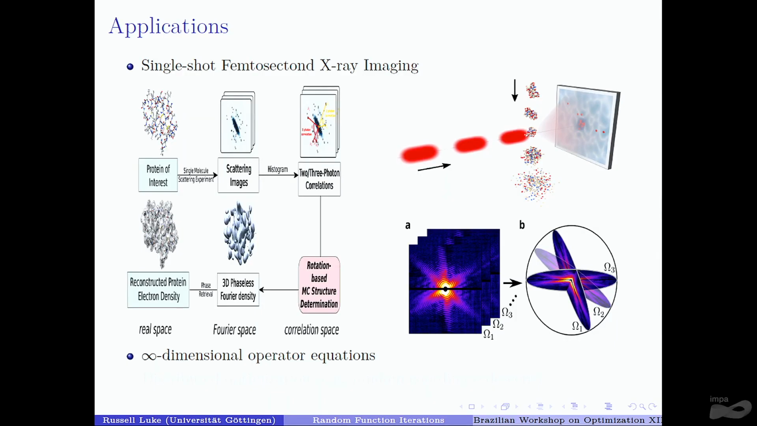Once you put all those together, you get the three-dimensional Fourier transform of the object. In principle, you just inverse Fourier transform that and you get the object. Well, except the other problem is that you only have the amplitude of the Fourier transform, so you need to do a phase retrieval problem. But that's the destination for all of this. You can also apply this to infinite dimensional operator equations or distributed optimization. That's a more concrete application that people here would know more about than I.